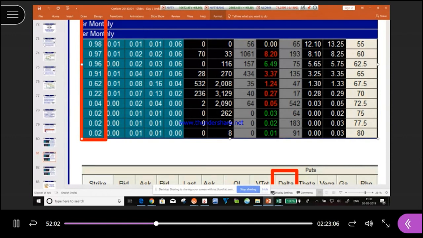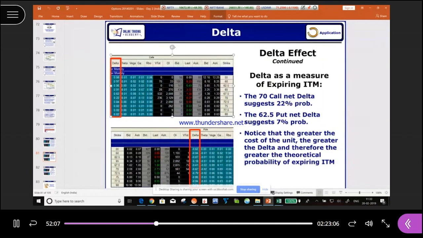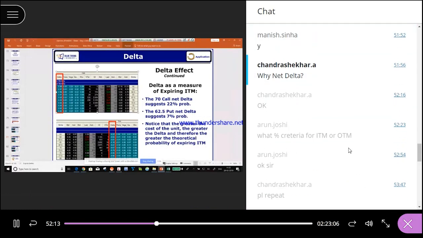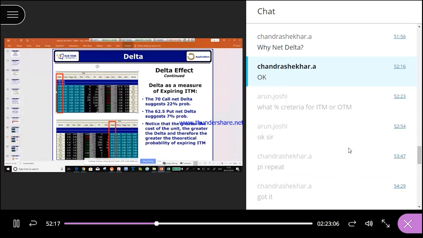What is net delta? That's a delta value. Net delta is just a terminology, Chandrasekhar, nothing else.